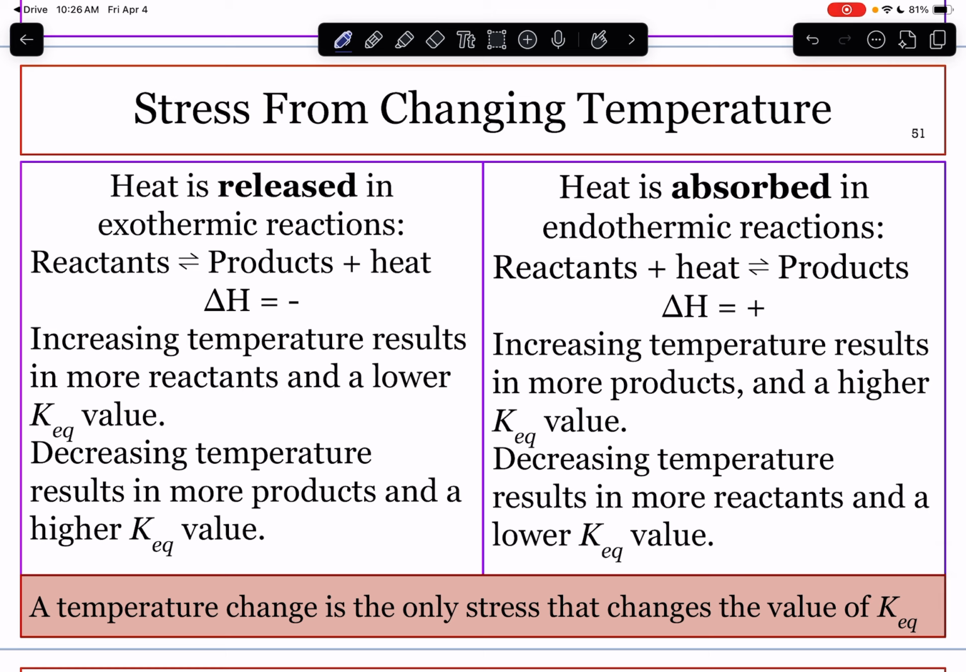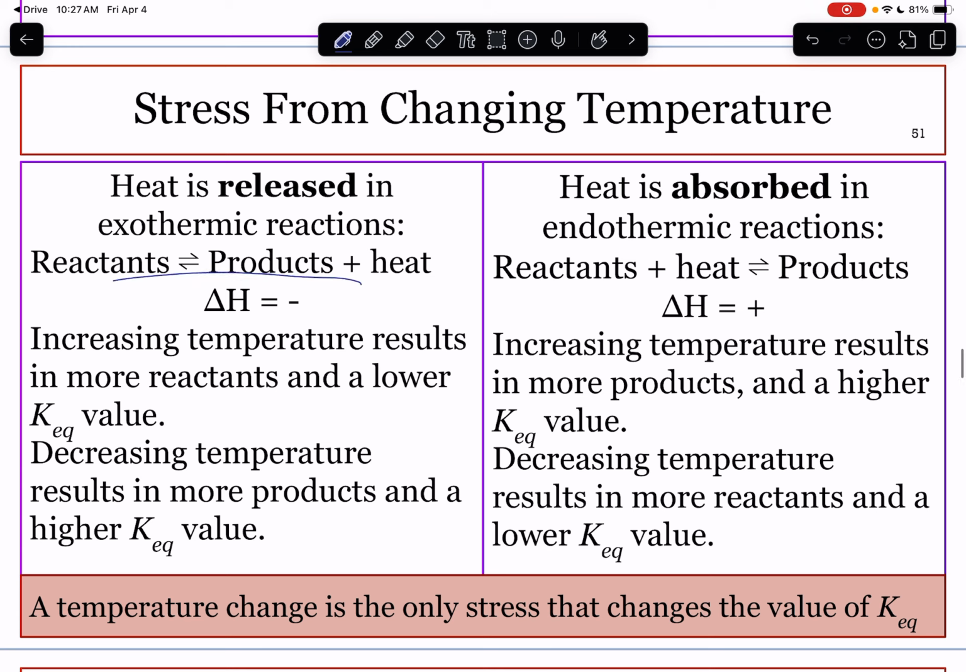So going back to describing this exothermic reaction as writing the word heat as if it's a product, we have whatever the substances are here, and then we say plus heat, that means the substances are being produced along with heat. The delta H is negative, and when we increase the temperature, so we place this exothermic reaction over a Bunsen burner or over a hot plate, this results in more reactants.